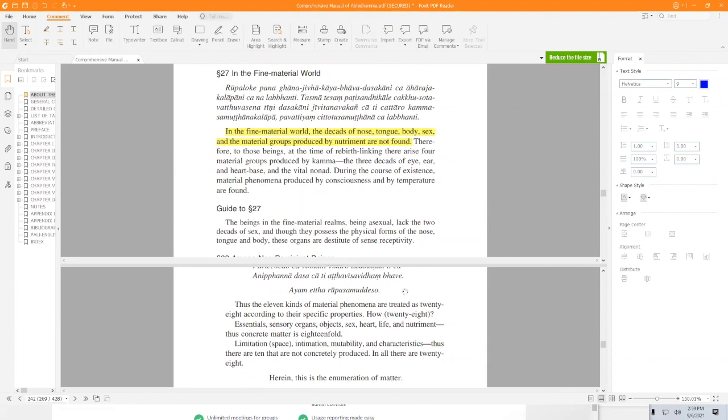Vijnanang anidasanang anantang sabato pabang. Even the meaning of this term anidasana is disputed. Some translators use non-manifesting, others use invisible. So it's an invisible or non-manifesting consciousness, which is said to be anantang, without any limit, without any boundaries, and sabato pabang, which is luminous or radiant on all sides.